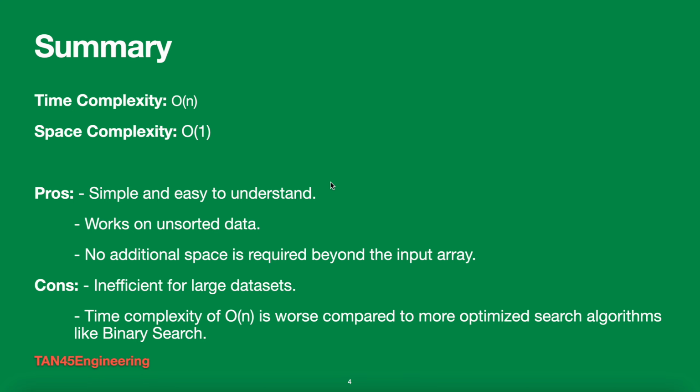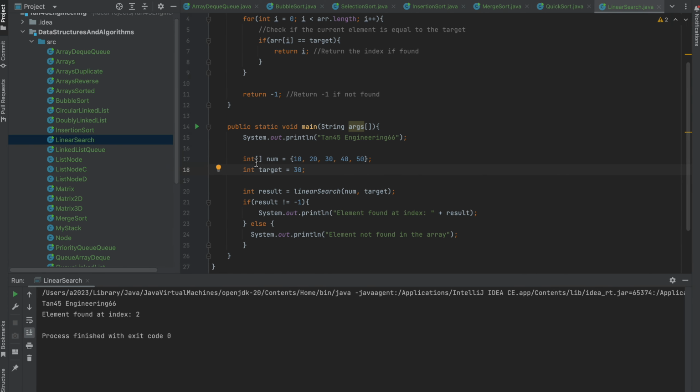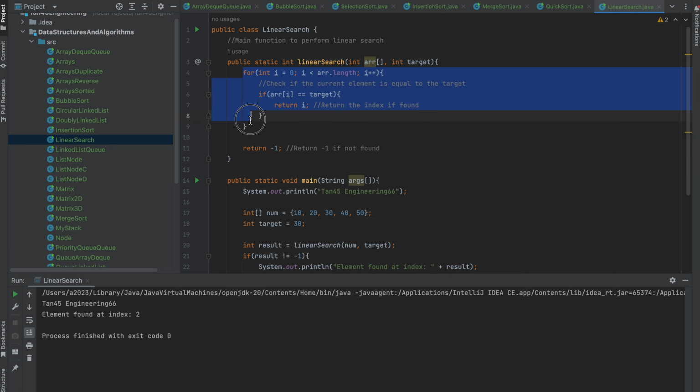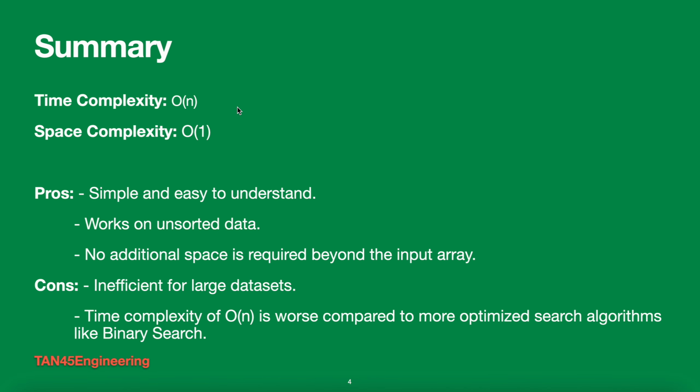I'll cover the summary. The time complexity would be O of n. You can see there is only one for loop which depends on the length of the array, that is the number of elements, which is n. So O of n is the time complexity. Space complexity, we do not require any extra space, so it would be constant, O of 1.